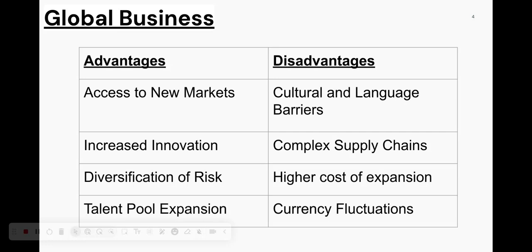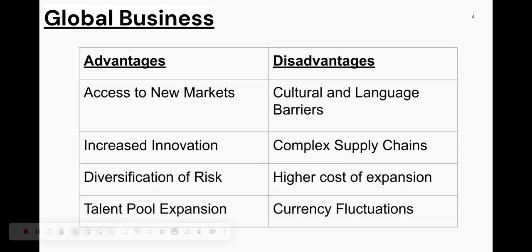Next, you have a higher cost of expansion. Basically, all this means is that since you are expanding to these new countries, it is obviously going to be a lot more expensive than what you would have with a domestic business.